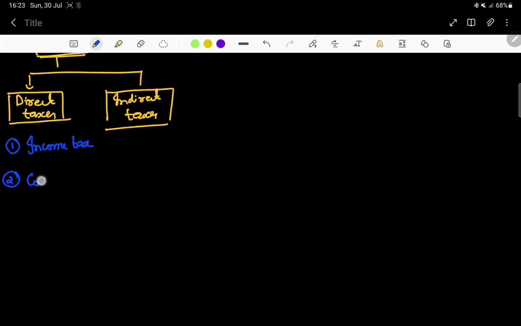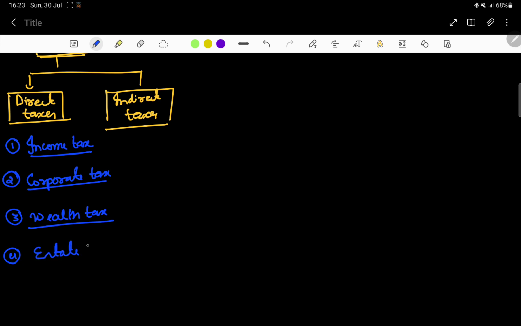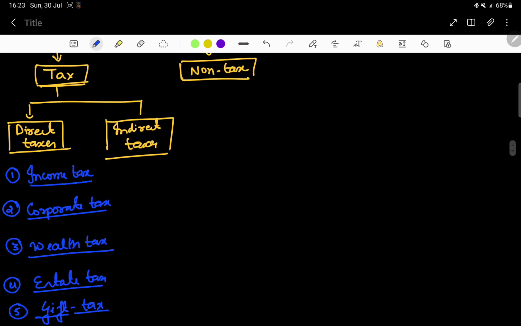Then you also pay corporate tax. Corporate tax is an example of direct taxation. Or there is wealth tax that you pay on wealth. That's also an example of direct taxation. Or let's say if you are a rich person and you have a large estate, then estate duties are also paid. So estate tax. Or you get some gift from a friend, so you also have to pay gift tax. So these are all the types of direct taxation which you can remember for your examination.